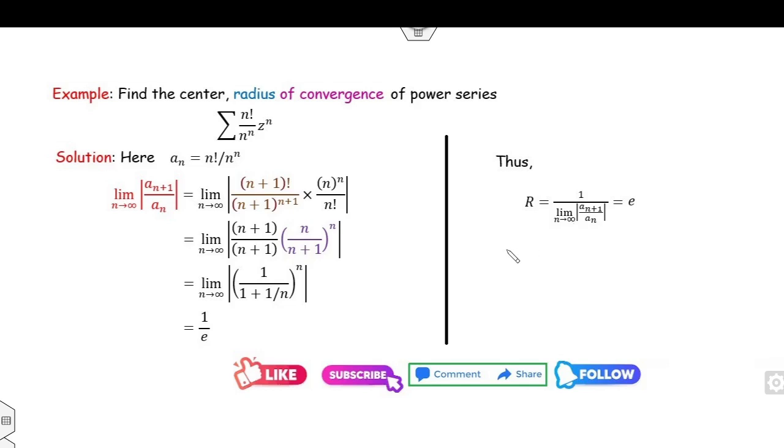So therefore you can find the interval of convergence is |z minus 0| less than e, as the coefficient of z is 1. So the center is 0, and the radius of convergence is e, which is my right answer.